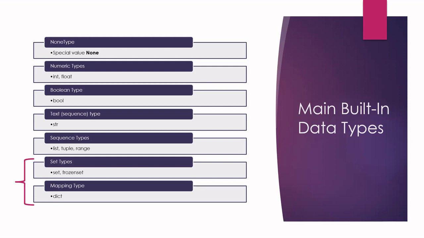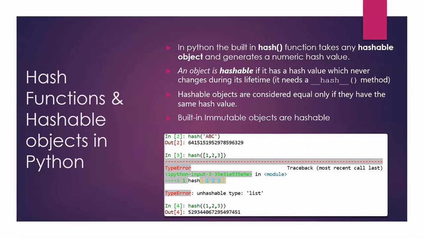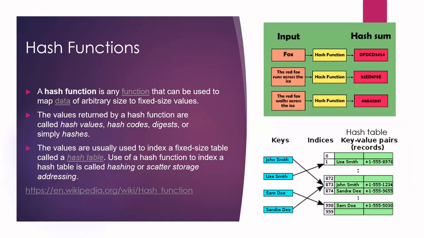Now the value doesn't have to be a hashable object. The value can be anything, but the key must be a hashable object. Why is that? Because the key is something that is used to find the value. So the key is used as an index, right? And the hash code or the hash sum is used as an index. So it reduces the search complexity into a constant time. Okay.